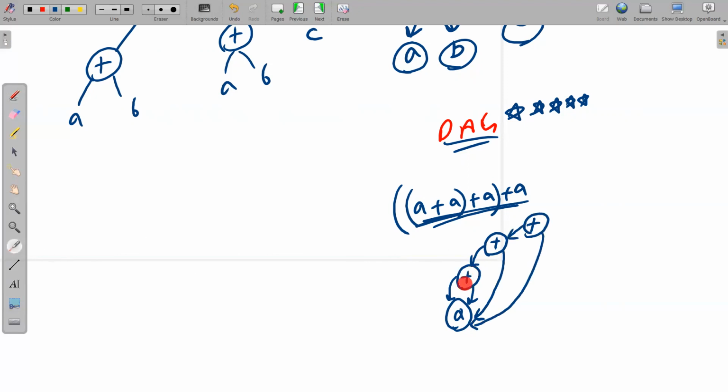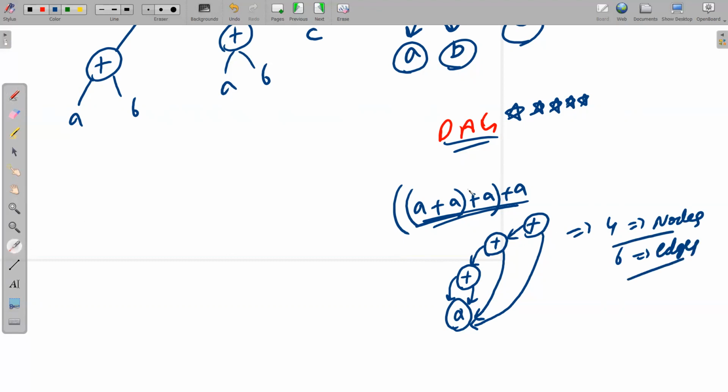So each node, see, this node represents A plus A. This node represents A plus A plus A, and this node represents this entire thing. Okay. So how many nodes and how many edges? Nodes are four, and edges 1, 2, 3, 4, 5, 6. So edges are 6: 4 nodes and 6 edges. Okay, you have to remember all these things.